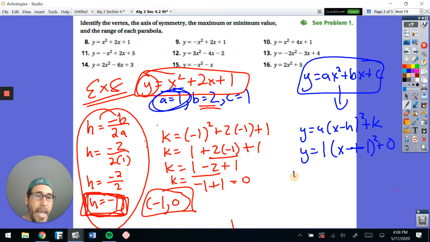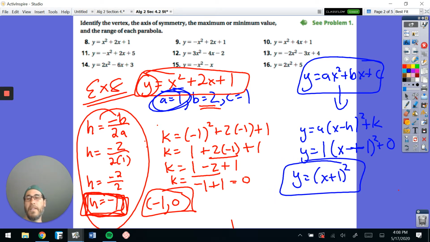Now, if this was on the SAT, your answer would look like this. The 1 would be implied, and your answer would just be there. Okay, and then they're asking me to answer some questions here. So let's see if we can answer those given this in vertex form.